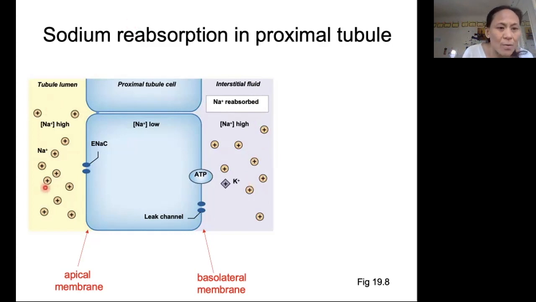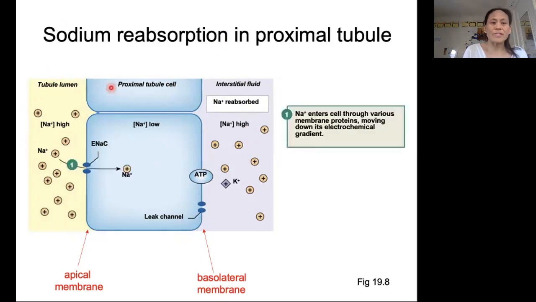Okay, so in order for sodium to move from the tubule lumen to the interstitial fluid, we need to cross two membranes, right? We need to cross this membrane right here. This is called the apical membrane, this membrane that's facing the tubule lumen, okay? And then we have this membrane right here, the basolateral membrane, which is facing the interstitial fluid, okay? Notice that sodium concentration is high outside of the cell, both on the tubule lumen side and on the interstitial fluid side, and it's low inside of the cell, okay?